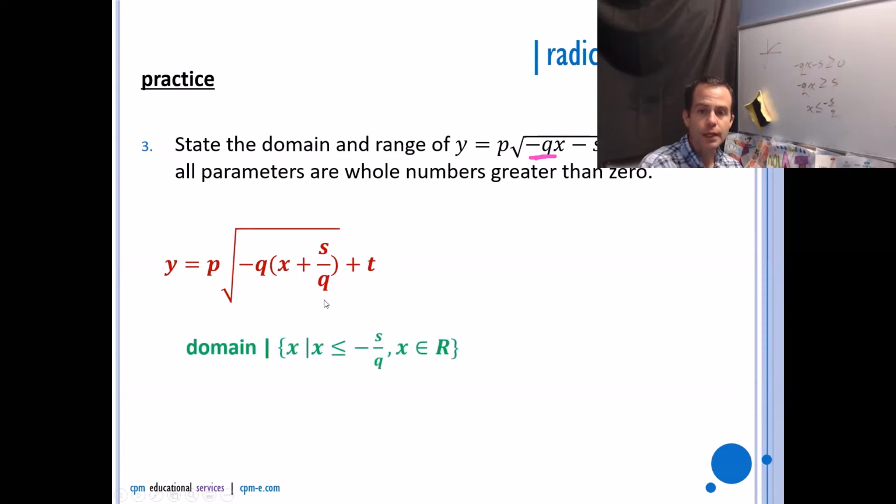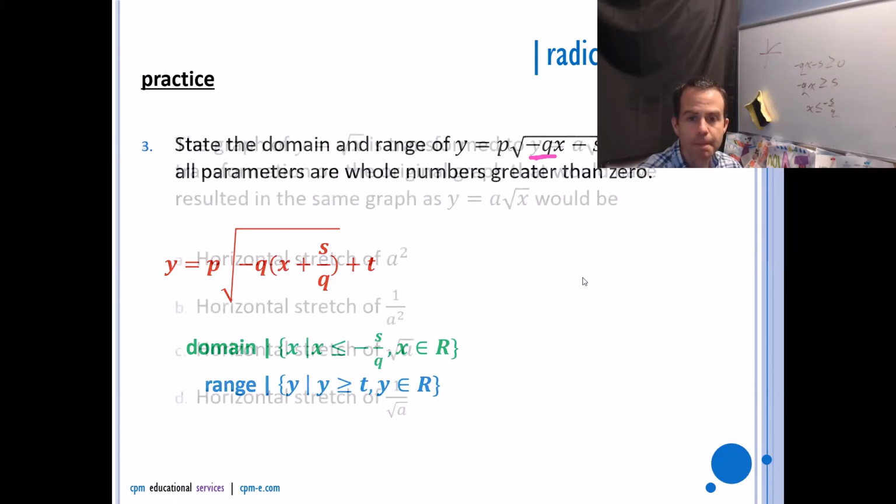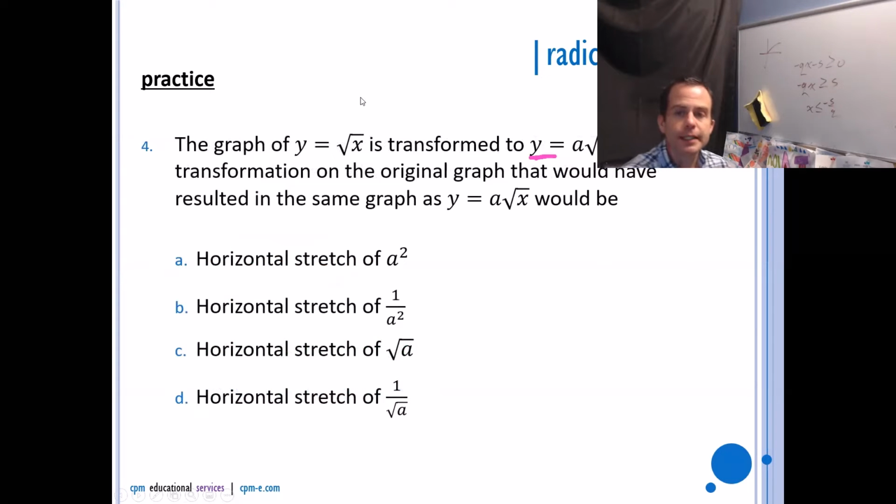The range, I'm starting at 0, 0. I'm going to multiply everything by P. That won't affect the range. But then I'm going to go up T units. So now it's going to be greater than or equal to T instead of greater than or equal to 0. Okay? Good job.